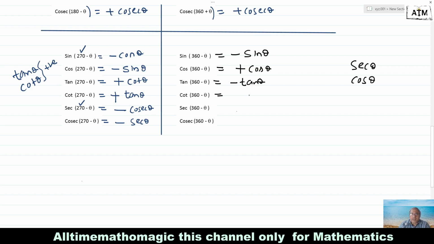Negative symbol, why? Because tan is negative in the fourth quadrant. Cot is also negative in the fourth quadrant. So cot(360 minus theta) is nothing but minus cot theta. And sec(360 minus theta) equals plus sec theta, because sec theta is positive in the fourth quadrant. And cosec(360 minus theta) is negative, so minus cosec theta.